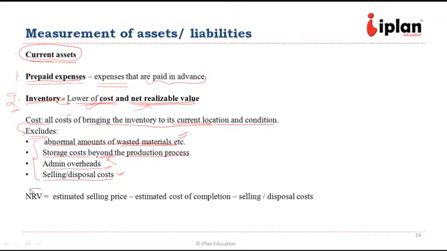And when we calculate the net realizable value, we have the estimated selling price for the inventory. We subtract the estimated cost of completion if there is any incomplete product, unfinished product. And finally, we subtract the selling or disposal cost also. So this is the value which the company is going to be realizing for its inventory. If this value is less than the cost, then NRV should be used for inventory cost. If it is higher, then the cost has to be used.